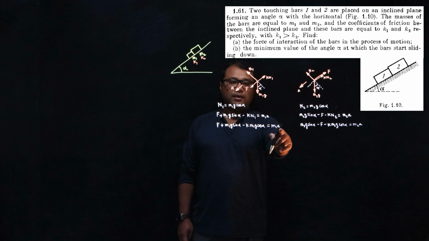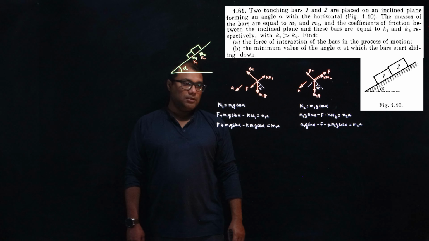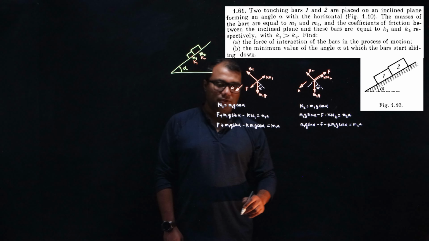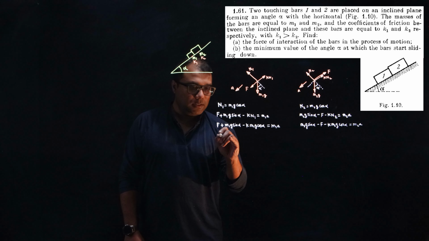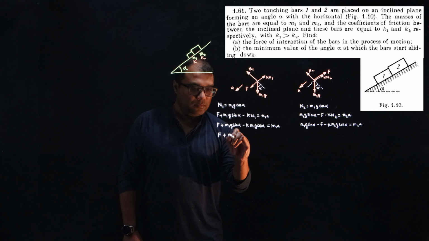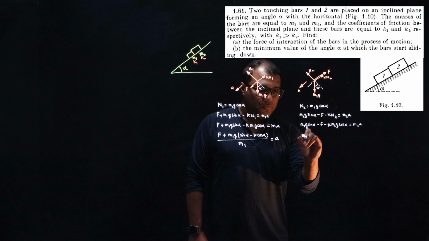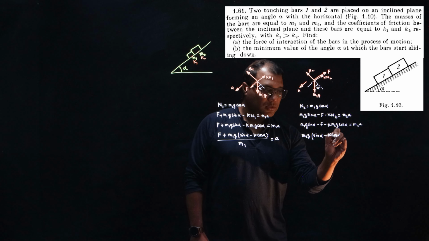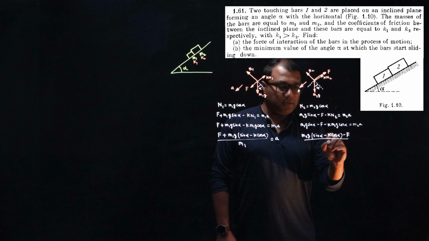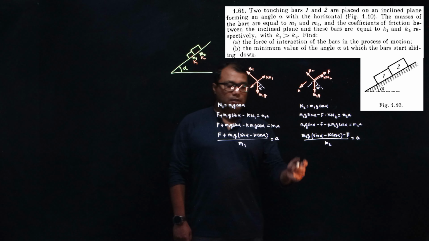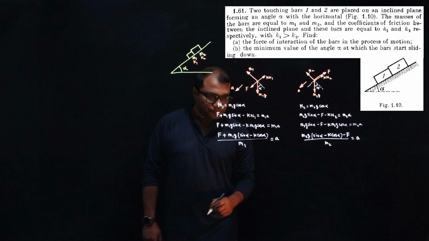Okay, now A is unknown, so let's just eliminate A from both these equations. So this becomes F plus, we can take this common, g times sine alpha minus k1 cos alpha, divided by m1, which is A, and on this side g times sine alpha minus k2 cos alpha, minus F divided by m2, is A. So now we can equate these two.